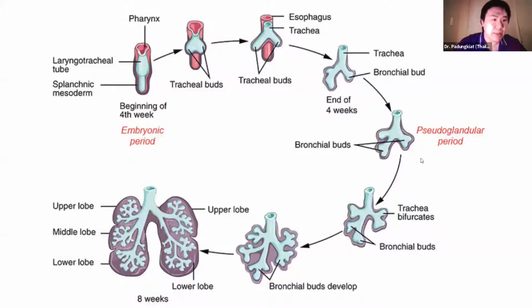Our airway, the laryngotracheal tube, arises from the splanchnic mesoderm, and it bifurcates into tracheal buds, and continuing bifurcation gives us the bronchus. At the end of 8 weeks of fetal life, you have 3 lobes already, and also the bronchial buds.